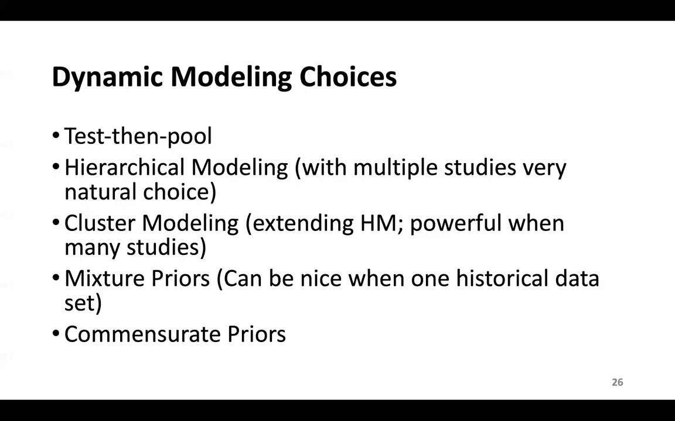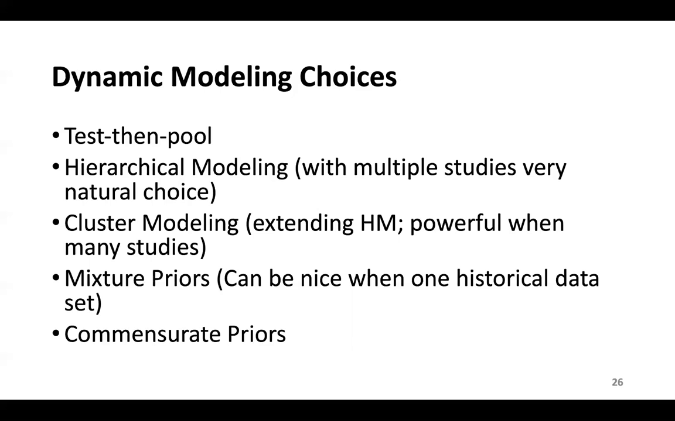And Bayesian hierarchical modeling, or hierarchical modeling in general, you could do random effects modeling, works really well in those settings. It's a very natural choice. Cluster modeling advances the hierarchical modeling to allow multiple distributions. If you have a lot of trials and concerns that there are clusterings of control effects, this can be quite powerful. It's advancing the Bayesian hierarchical modeling to multiple hierarchies.